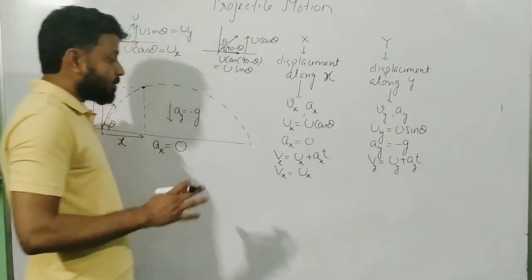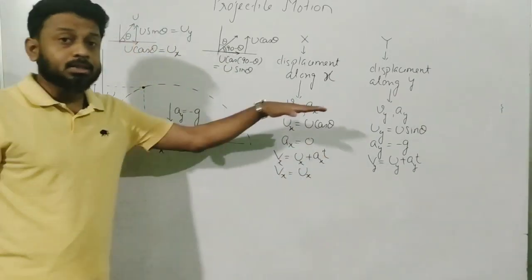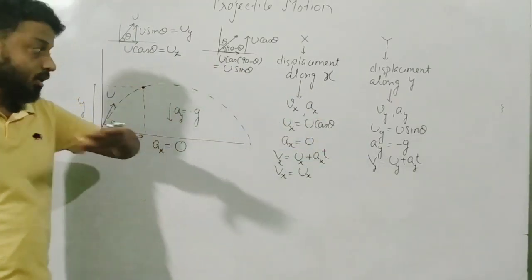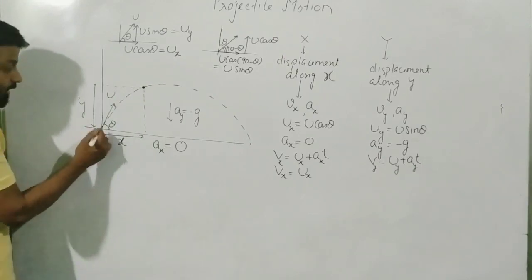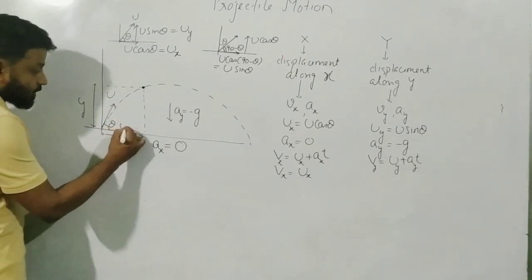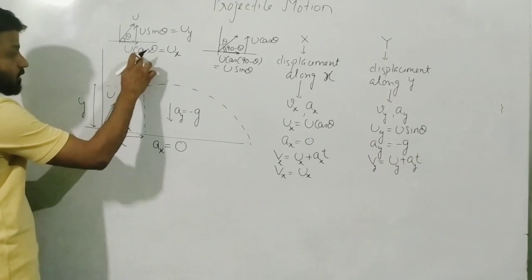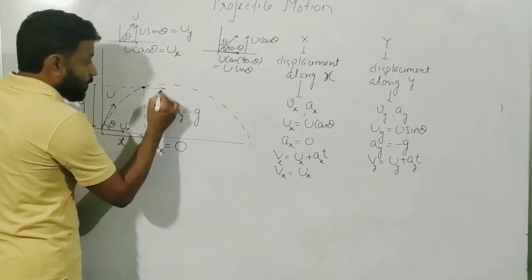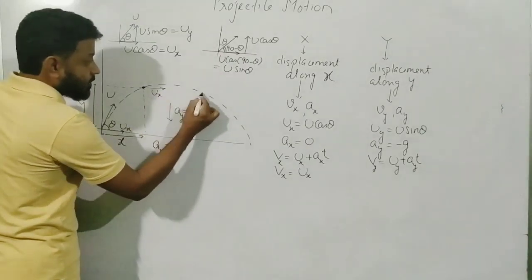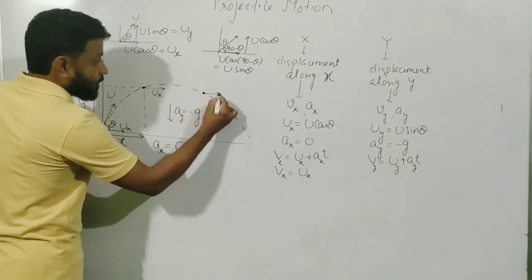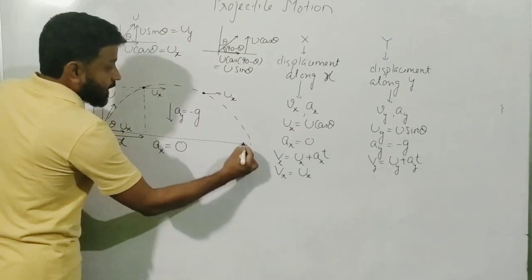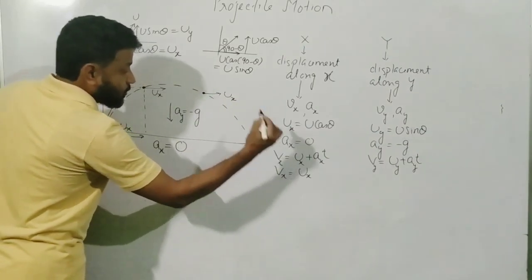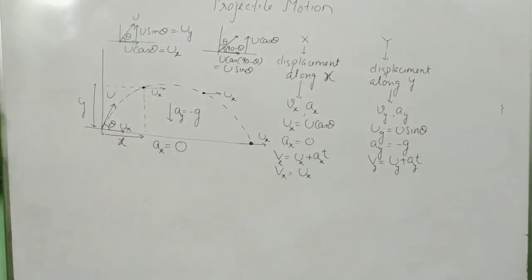What does it mean? It means that the velocity along the x direction of projectile motion always remains the same. No change at all. Initially at this point it has a velocity of ux, which is u cos theta. When the body has reached here, its x component of velocity will remain ux. Even on striking the ground, its x component of velocity will remain ux. It is not going to change.